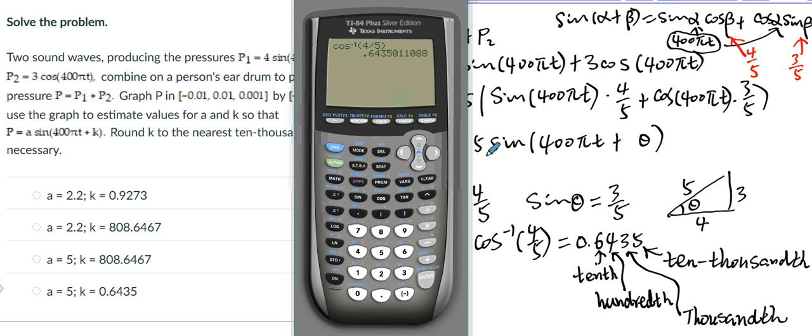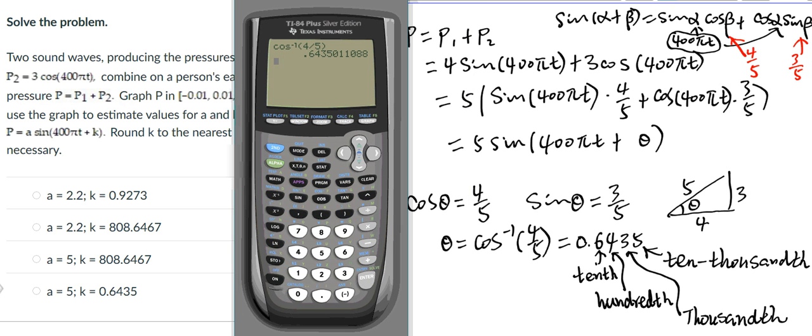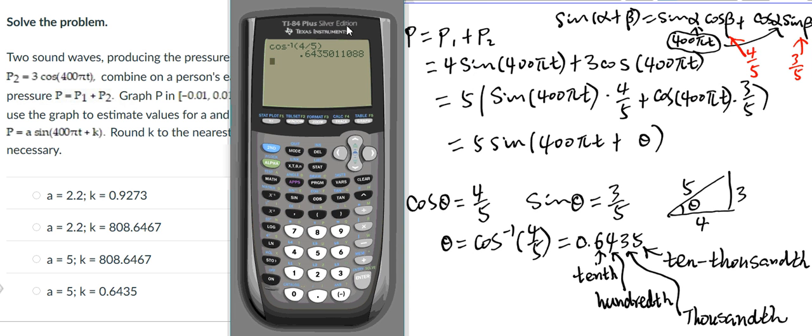And 5 comes from here. That's the amplitude. So basically we know A is 5, and K is this much in radians. You want to make sure your calculator is in radian mode, not in degree mode, when you compute cosine inverse of 4 over 5. If you do it in degree mode, you may not get it.